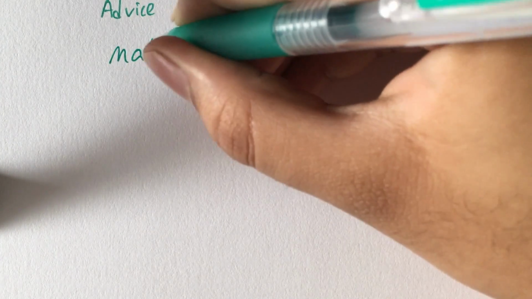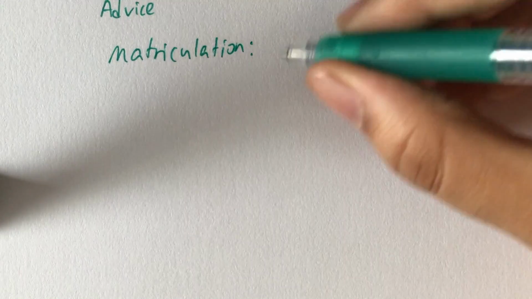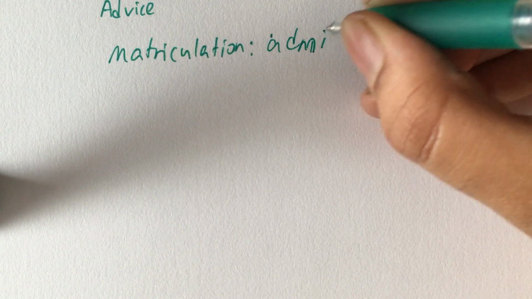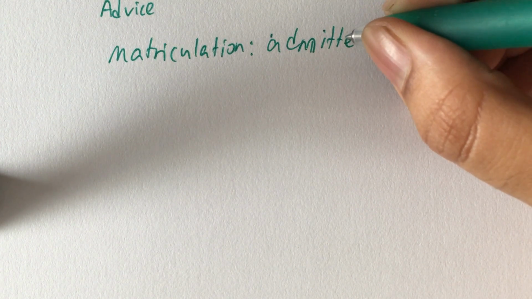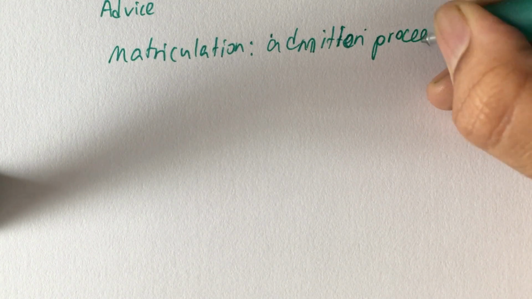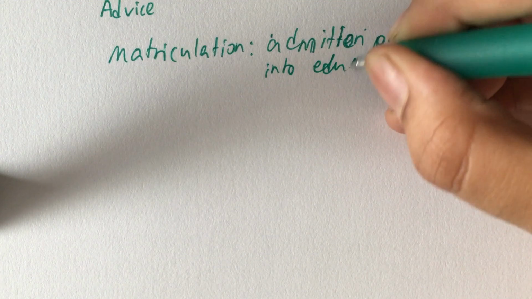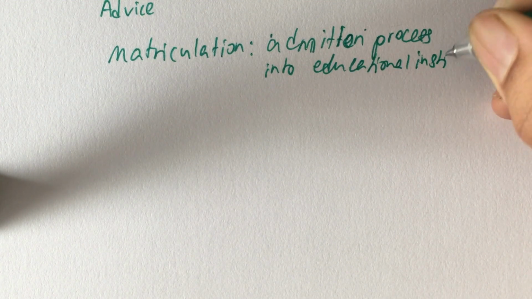Okay, so what is matriculation? Basically, it's the process of being admitted into a university or a school or any educational institution. So in matriculation, the very first thing that you need to do is accept your offer, of course. And after you accept your offer, you'll be redirected to this huge list of things that you will be needing to do.